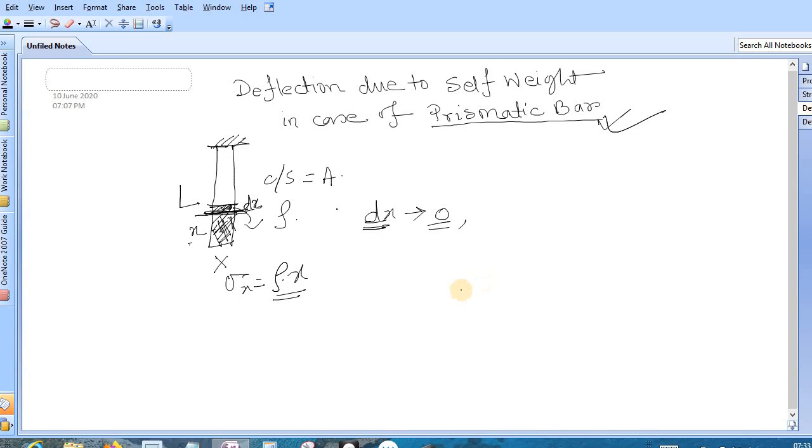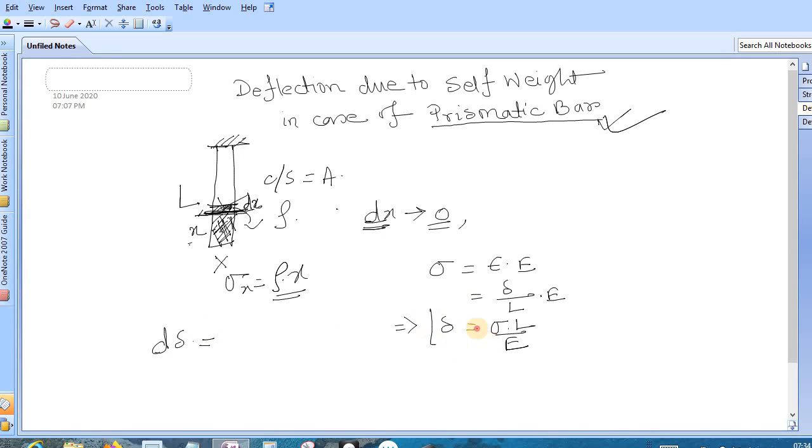Now from Hooke's law you know that stress is equal to strain into modulus of elasticity, where strain is nothing but deflection per unit length. So total deflection can be written as sigma L divided by E. So at this section, for this dx length, what should be the deflection? It should be very small, let's say d delta.